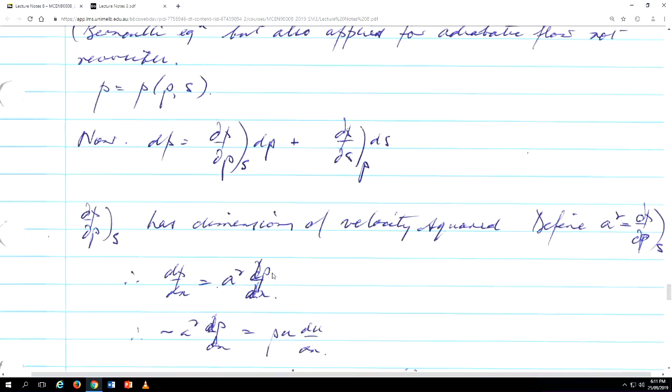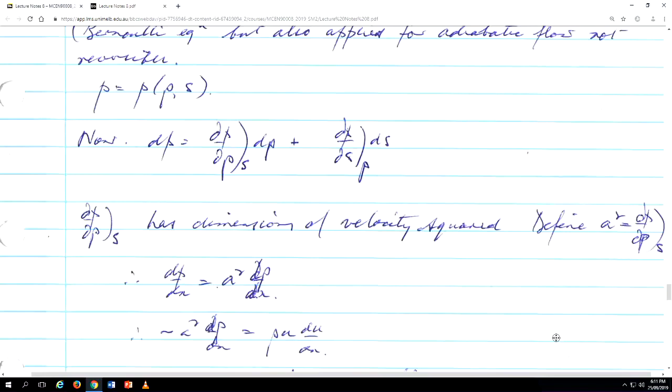Now that's a tremendously significant statement. dP dx is a squared d rho dx, and it follows from this and from the definition that dP d rho at fixed S is, by definition, the speed of sound. Now, it may vary for different pressures, of course. It'll vary enormously. But it is still true that this equation will hold, that dP dx will be a squared d rho dx.